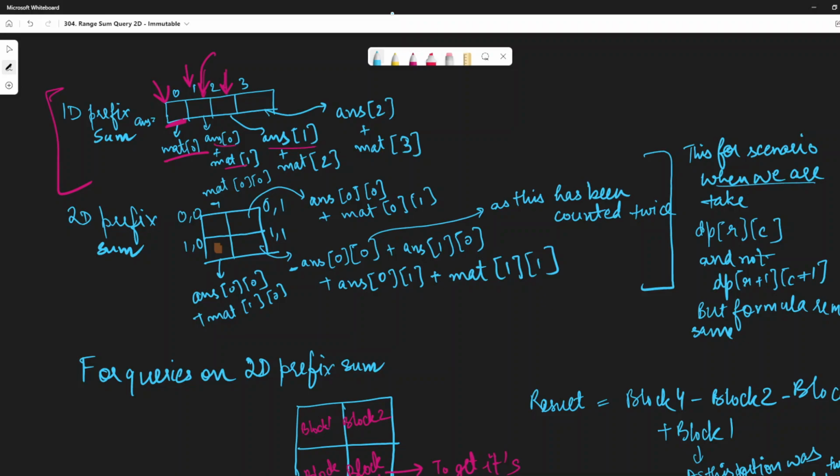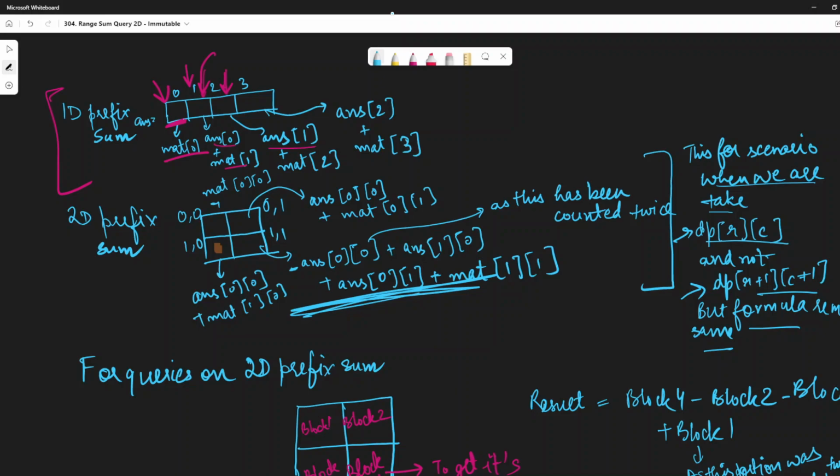And this is for the scenario when we take dp of r c, not the dp of r plus 1 and c plus 1. Basically for doing the equation and reducing the complexity, not the time complexity or the space complexity, but the complexity of writing the code. So reducing this complexity of our code, we would be using this, but the formula which we are using here will remain the same only. I'll show you that in the code itself, but the main scenario is this only, that for calculating the sum we are checking something like this.